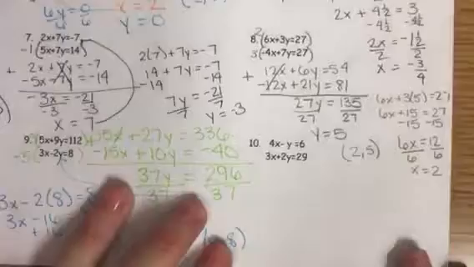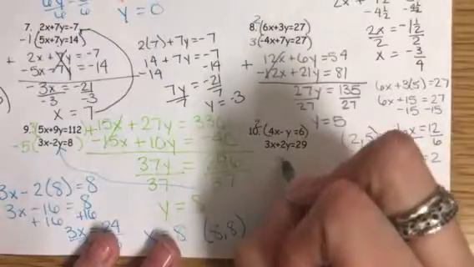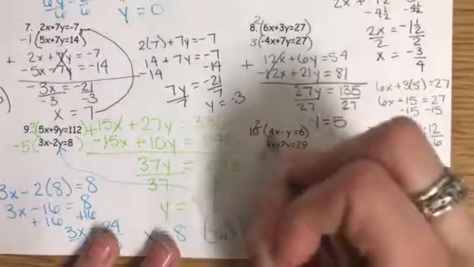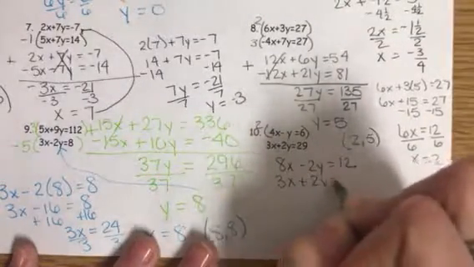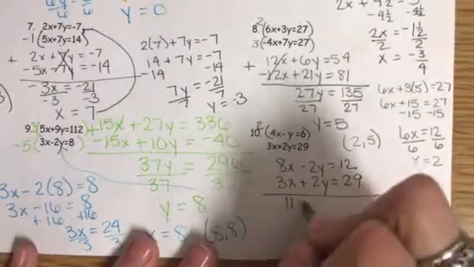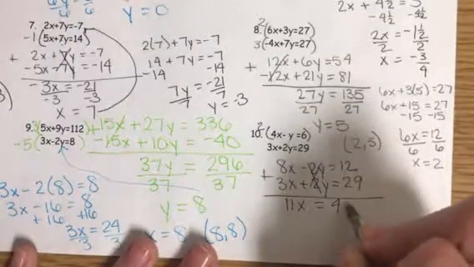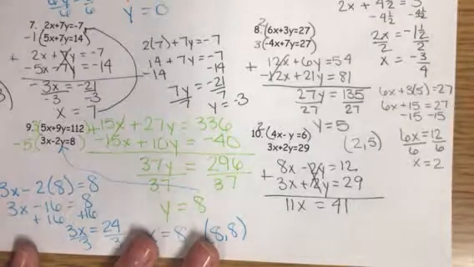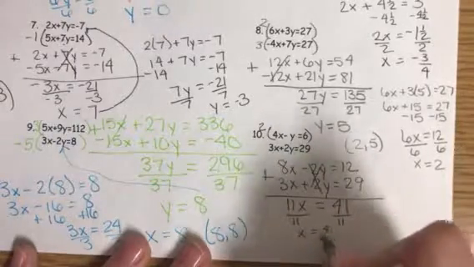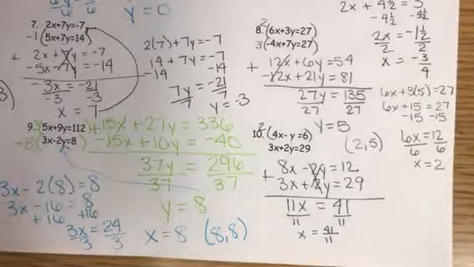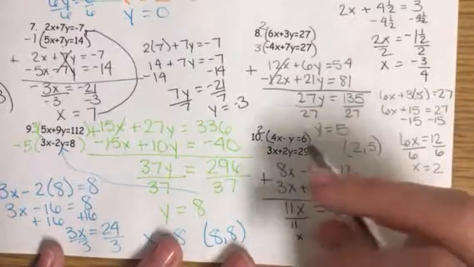Number 10. Let's see. I can multiply by 2 on the top. If you decided to get rid of the x's and multiply both rows, that would also be fine. We add. So we get a weird fraction here, but that's okay. We're just going to deal with it all the way through. I think I'll plug this into the top one.